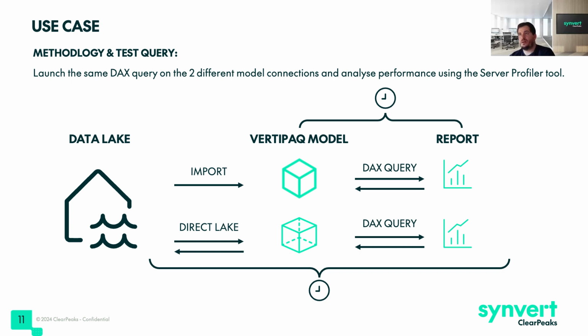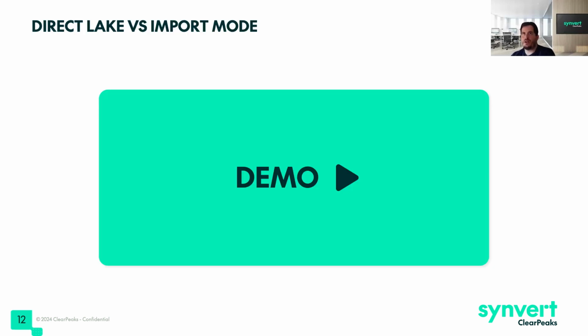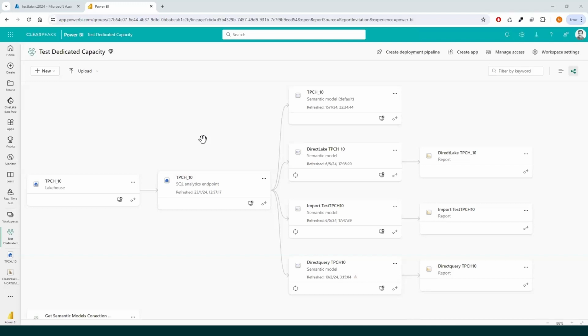As you can see, on the import connection, we'll query directly the Vertipaq model after the data model has been processed and imported. And for direct lake connection, we'll query directly our data lake without any need of model processing. Let's go now and let me show you how we did the performance test. Let me show you on this pre-recorded video how we did the test.